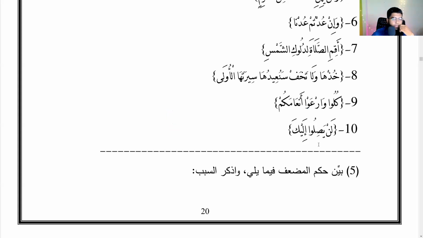Lan yasilu ilayk: they will not reach you. Wasala, yasilu, to arrive or reach. So what is dropped here? The fa kalima is dropped from wasala. Why is it dropped? In mithal, if the mudare is maksoorul ayn, you'll delete the waw. In mithal wawi, the rule is that the fa is deleted if the verb is maksoorul ayn in the mudare, like wa'ada ya'idu. Only for maksoorul ayn will it delete.